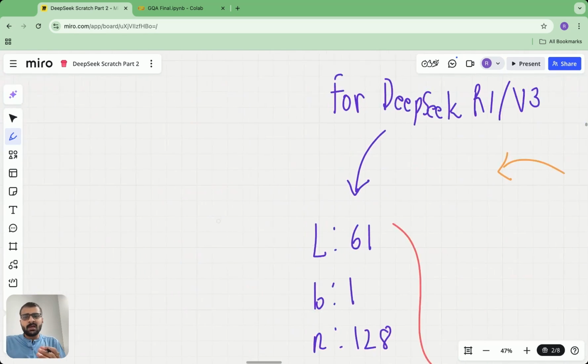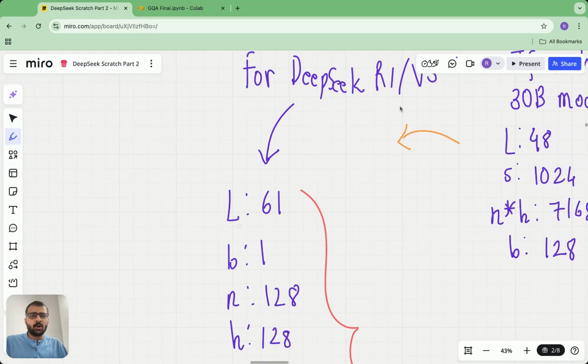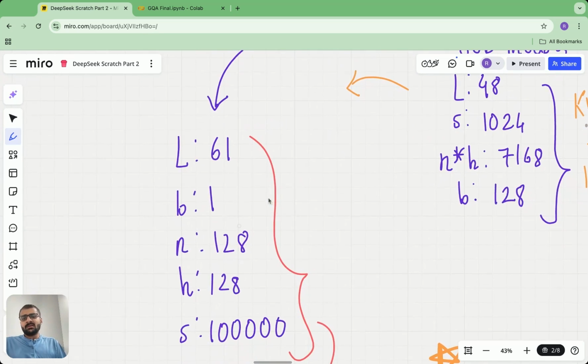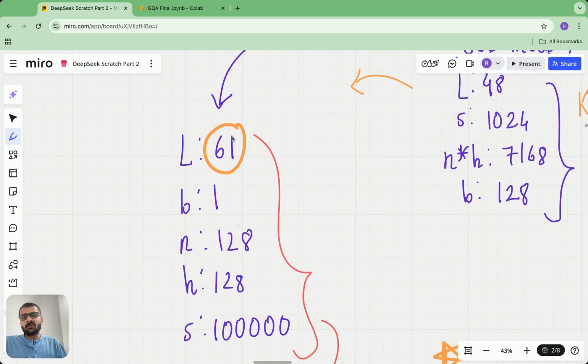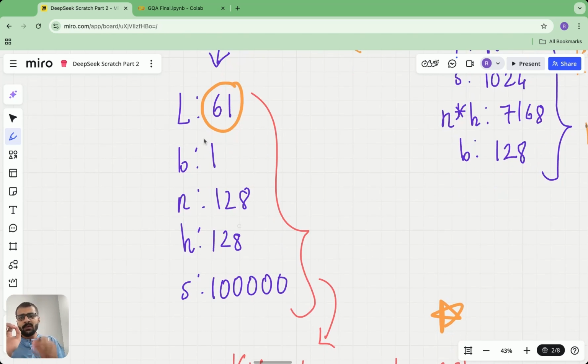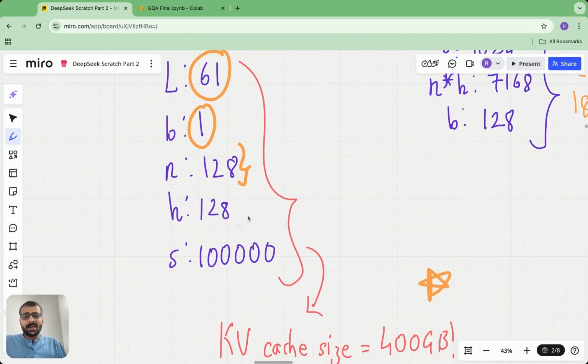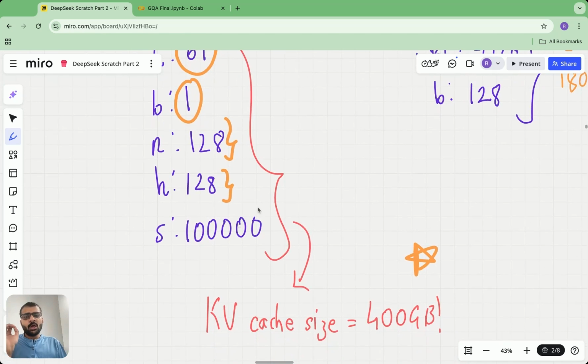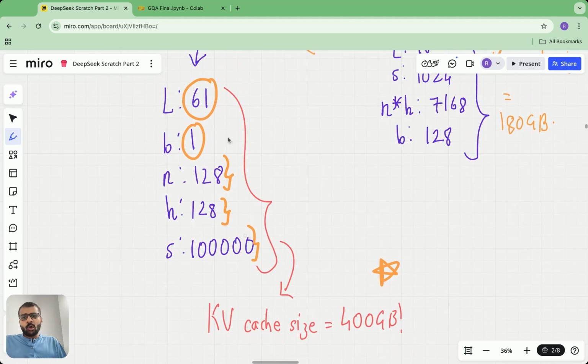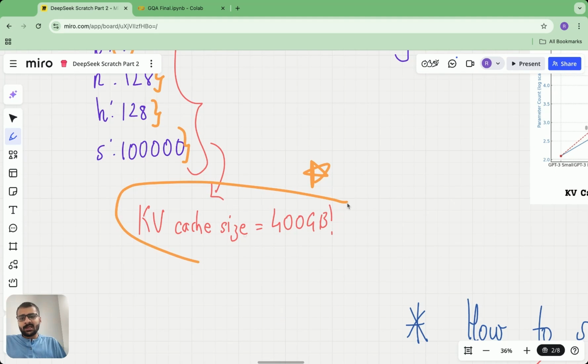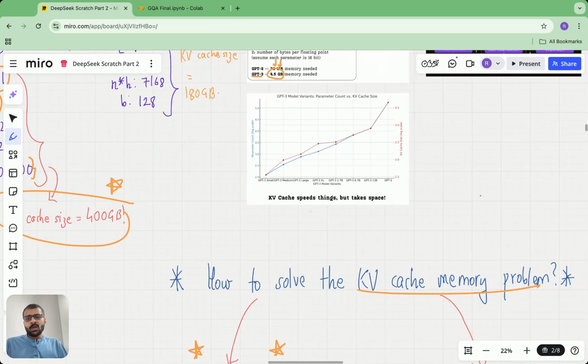If we go to even bigger models like DeepSeek R1 or V3, for example, this model uses 61 transformer blocks. Even if we assume a batch size of 1 during inference, the number of attention heads is 128 and the attention head dimension is also 128, along with a context size of 100,000. With all of these parameters, the KV cache size for the DeepSeek model becomes as huge as 400 GB.